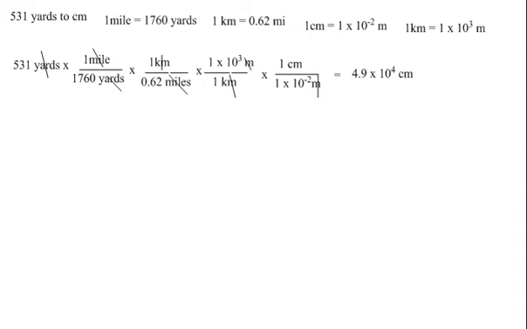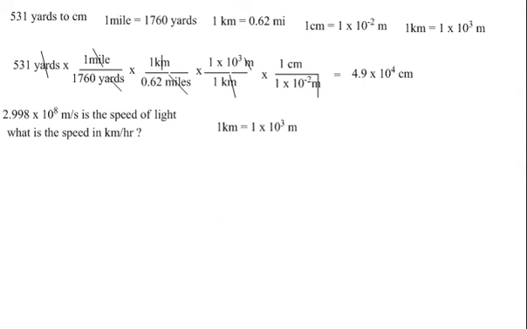I want to look at a second example, and in that second example what we're going to be doing is we're going to start with the speed of light in terms of meters per second, and we're going to convert that to kilometers per hour. And the conversion factors we need for this are 1 kilometer equals 1 times 10 to the third meters, and then we're going to need some conversion factors for time. 60 seconds equals 1 minute, and 60 minutes equals 1 hour.